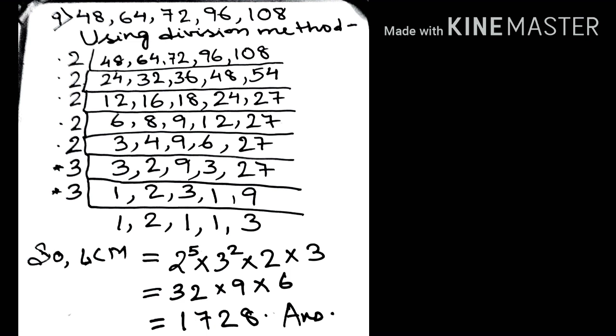So what is the LCM? LCM is 2 to the power 5 into 3 to the power 2, and in the below it's written 2 into 3. So 32 into 9 into 6, that is 1728. I hope it is clear to you.